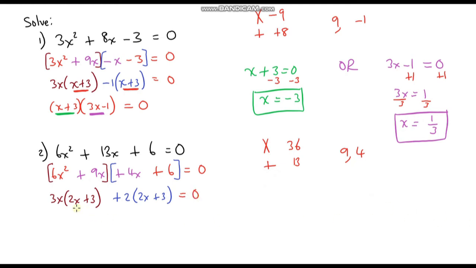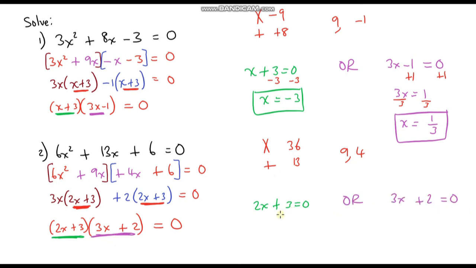So notice now how we've got a 2x plus 3 here. We've got a 2x plus 3 here. So we can factor out a 2x plus 3. And we are left with, in our other brackets, 3x plus 2. And now we can set that equal to 0. And now we can apply our zero product rule, where either 2x plus 3 equals 0, or we can say that 3x plus 2 equals 0.